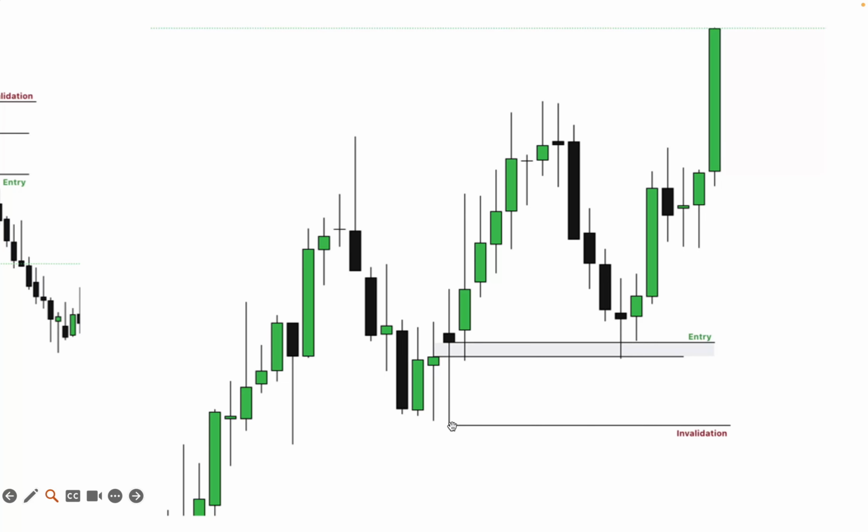Your invalidation will be the low of the candle carrying the gap. So the gap is between this candle and this candle. Your invalidation will be the low of the last candle of the gap, and you would enter from the retracement that happens in there.